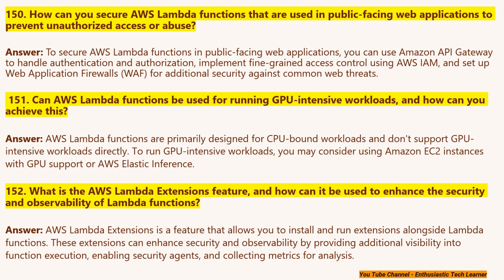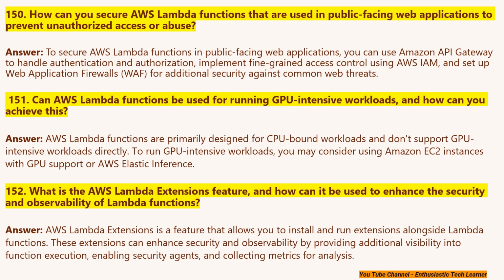Can AWS Lambda functions be used for running GPU-intensive workloads, and how can you achieve this? Answer: AWS Lambda functions are primarily designed for CPU-bound workloads and don't support GPU-intensive workloads directly. To run GPU-intensive workloads, you may consider using Amazon EC2 instances with GPU support or AWS Elastic Inference.